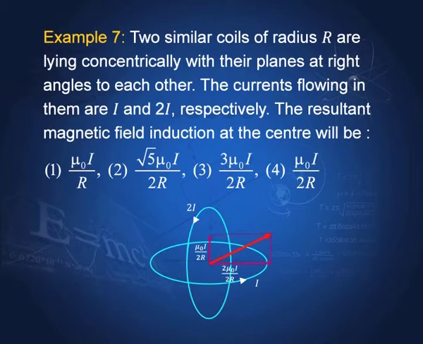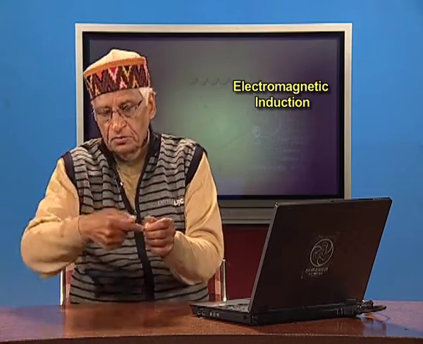Now, two similar coils of radius r are lying concentrically with their planes at right angles to each other. That is, one coil is like this, the other coil is like this, and their center is common. The currents flowing in them are I in the horizontal one and 2I in the vertical one. The resultant magnetic field induction at the center will be, so this current produces a magnetic field, which, if this current is 2I, is 2 mu 0 I by 2r in this direction. Magnetic field is perpendicular to the plane of the coil.